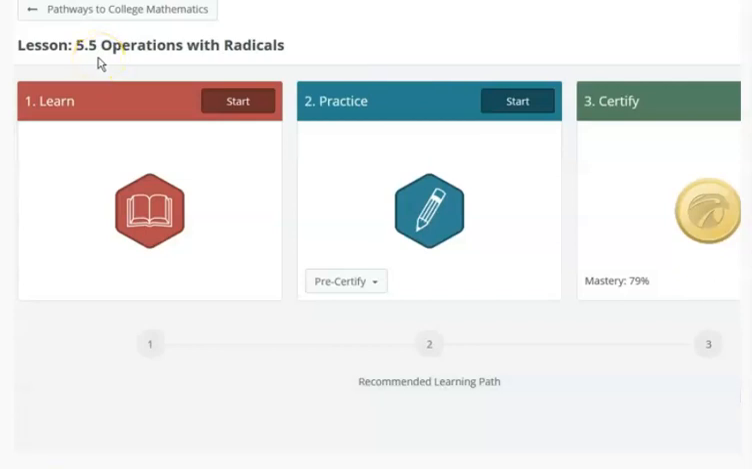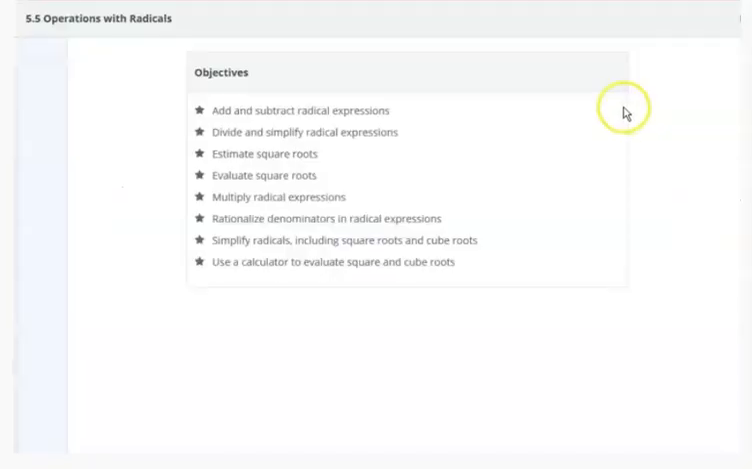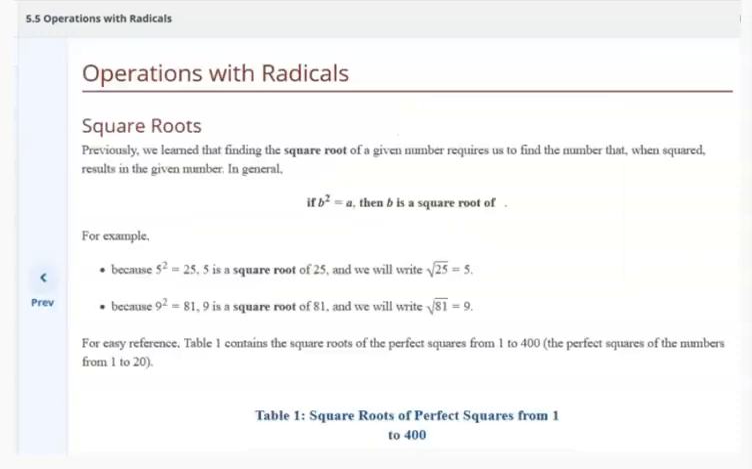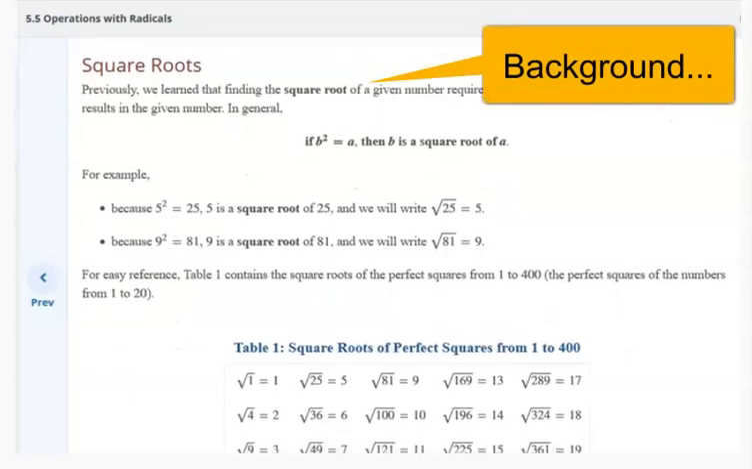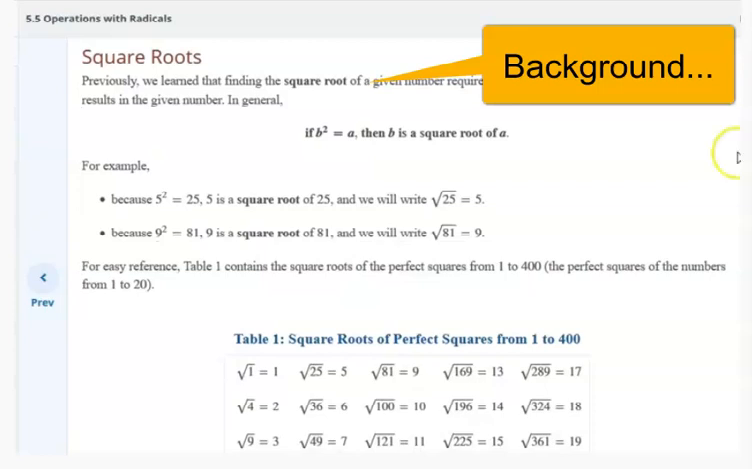In lesson 5 of chapter 5, we're going to work with operations with radicals. Now, this background is to help us with a future lesson when we do the quadratic formula coming up in a few lessons. So we'll give you some background, and hopefully for many of you this is a refresher course. So operations with radicals, square root.